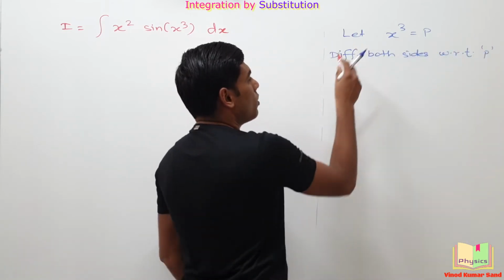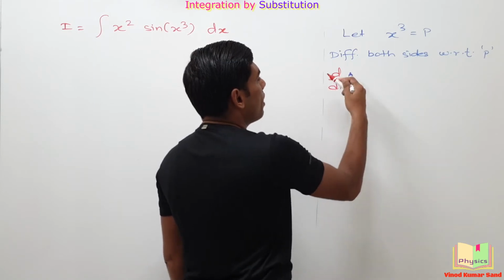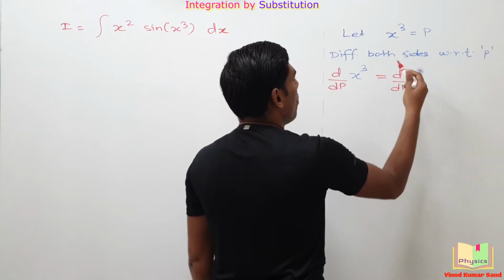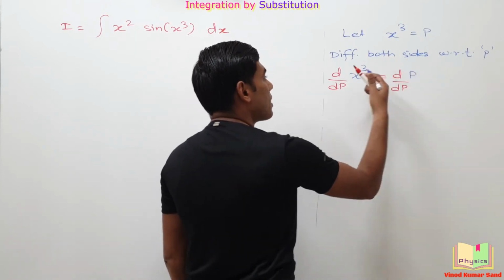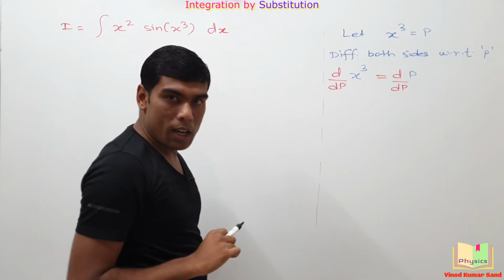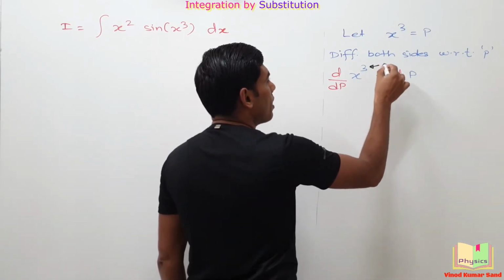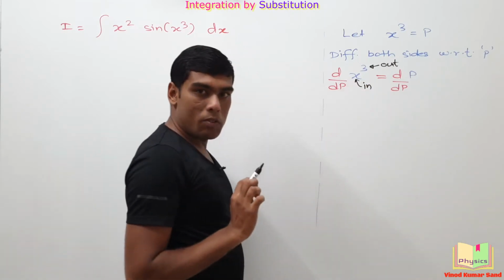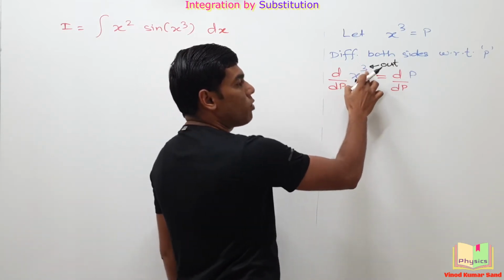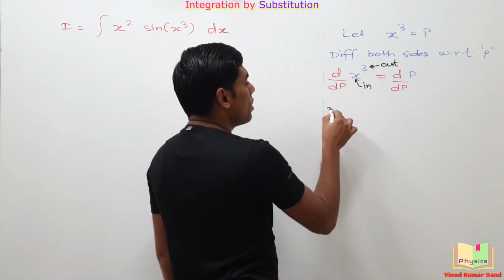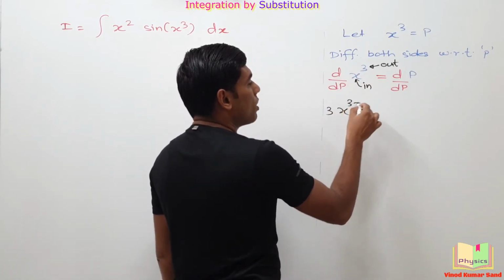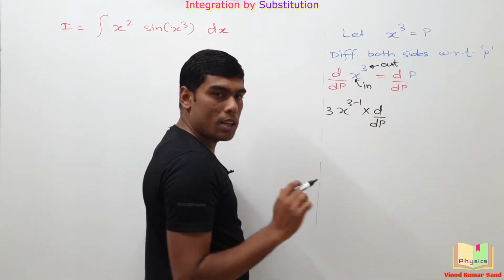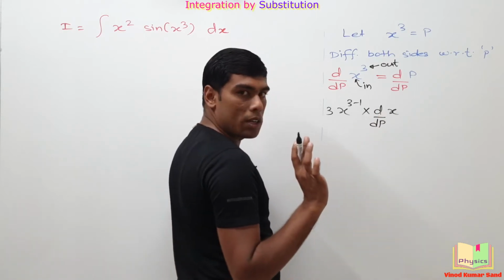Okay, so I should write here d by dp of x cube is equal to d by dp of p. This LHS will be solved using the outside inside rule. The power here is the outside function and this x is your inside function. So first of all, we'll differentiate the power. So it will be 3x to power 3 minus 1 into d by dp of inside function, and inside function was x. Do you get this?